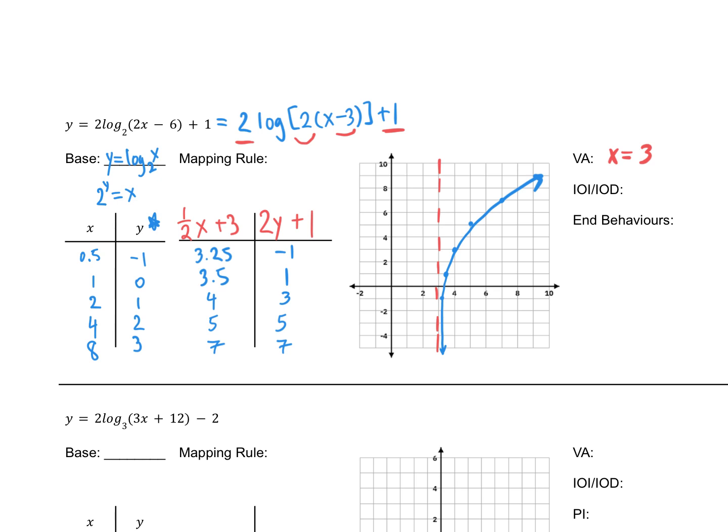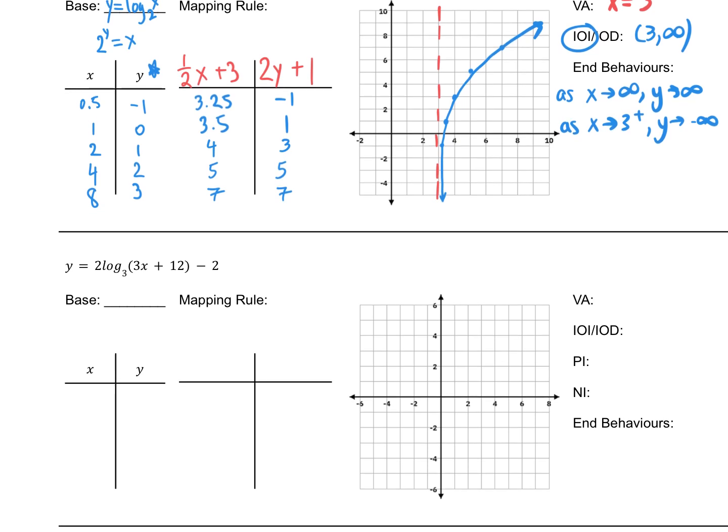Now we can't read off our x-intercept, we didn't solve for it, so we're just going to jump to our interval of increase, decrease. This function is increasing from the asymptote at 3 to infinity. Our end behaviors, as x approaches infinity, so does y. And for the asymptote, as x approaches 3 from the right, y goes down to negative infinity.